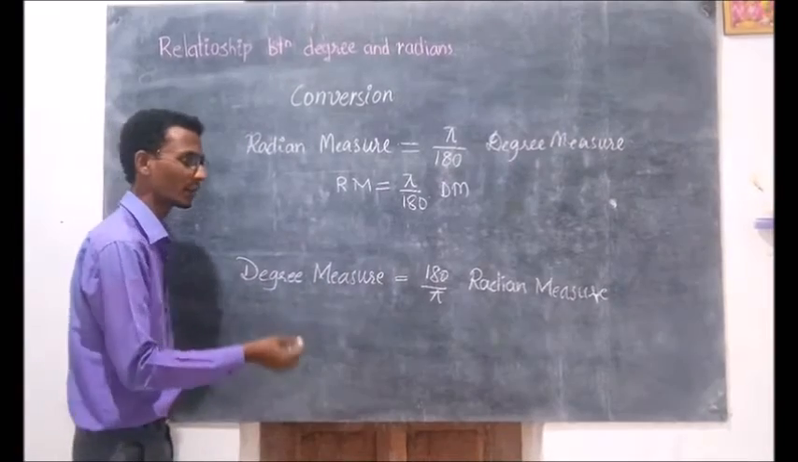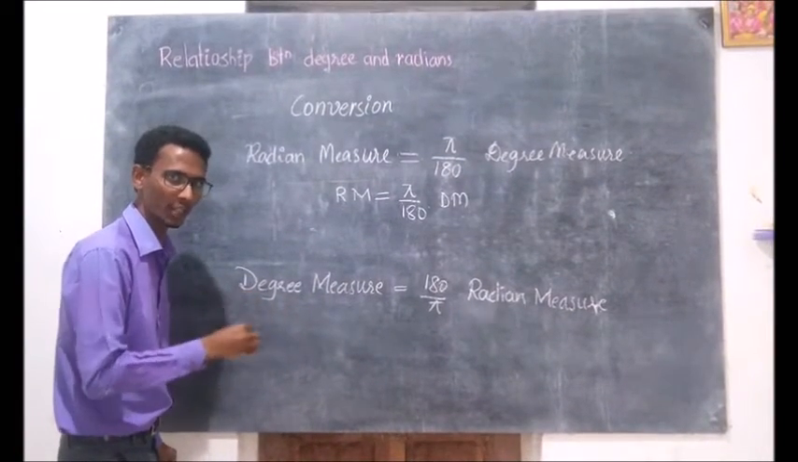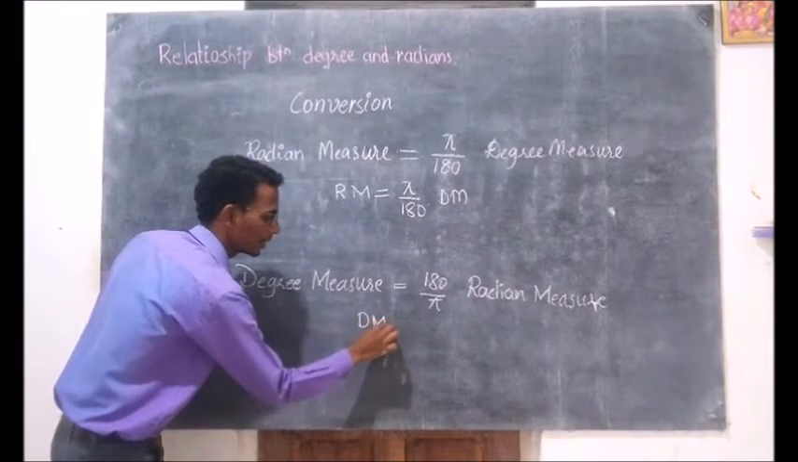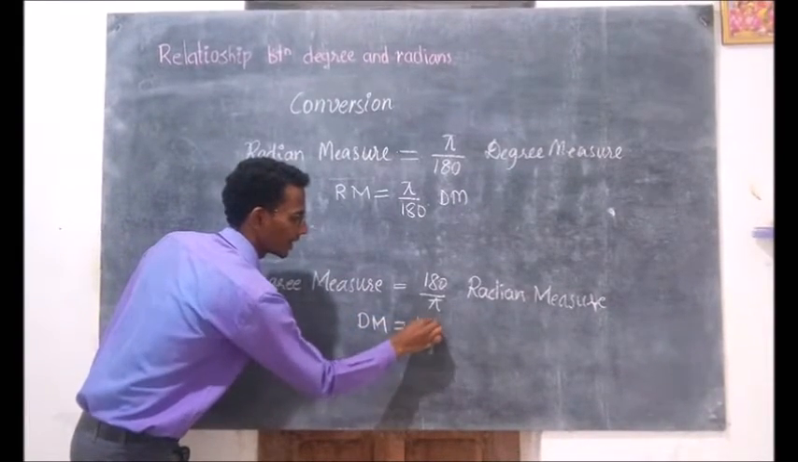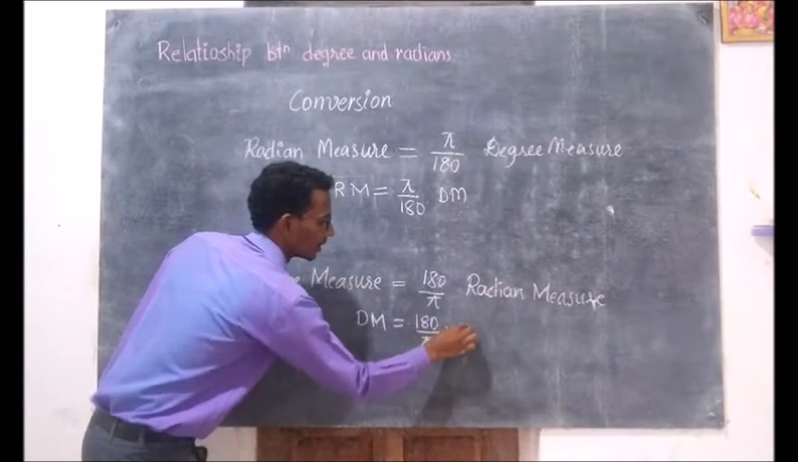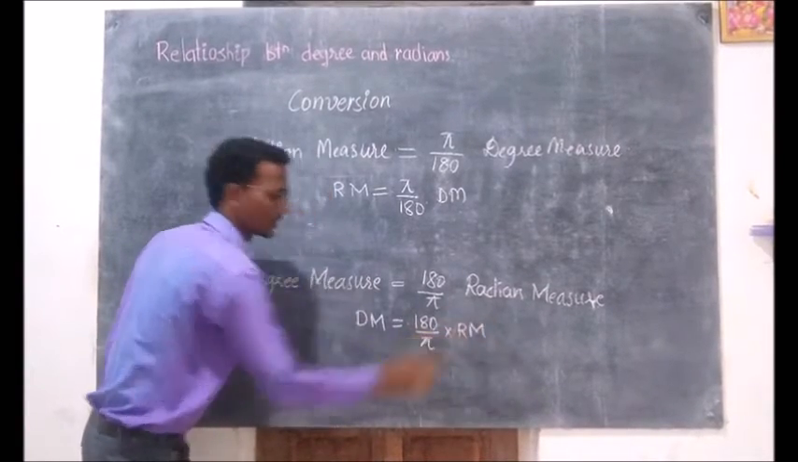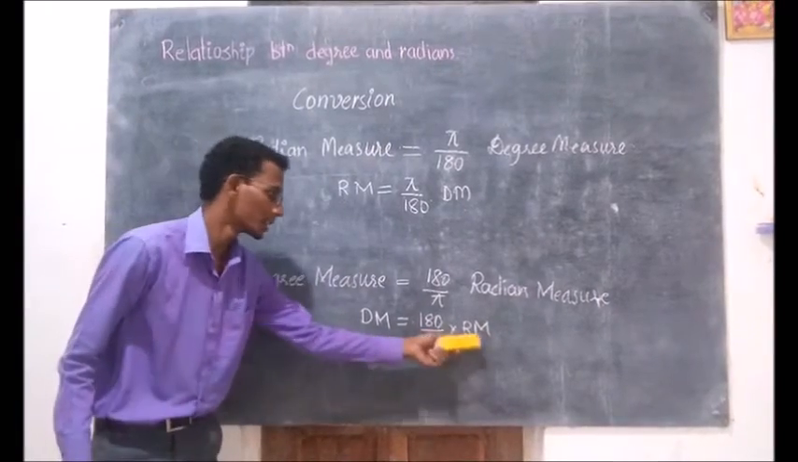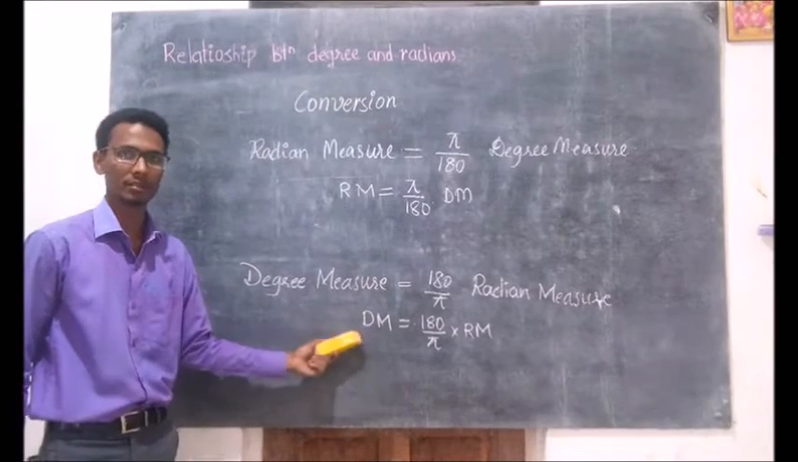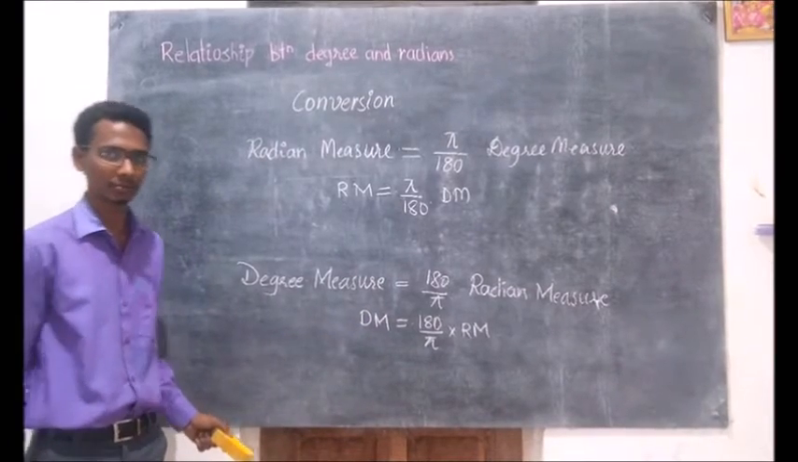Similarly, if you have any radian measure and you want to convert it into degree measure, that degree measure can be obtained by multiplying the radian measure by 180 by pi. The given radian measure can be multiplied with 180 by pi, and we can obtain the degree measure.